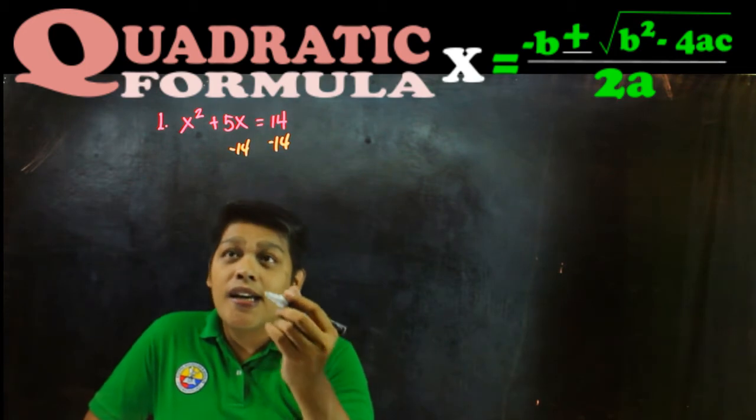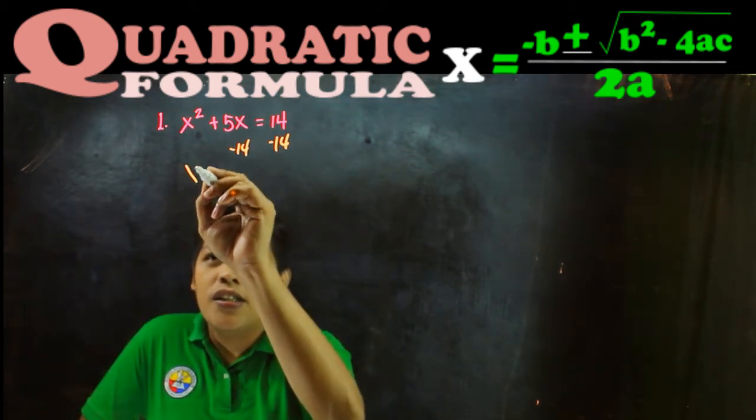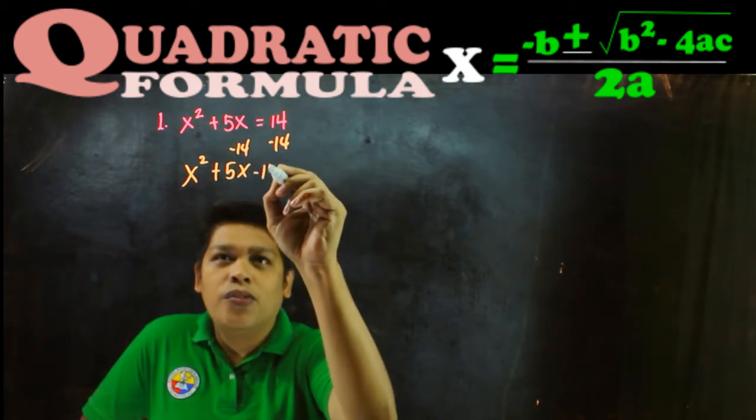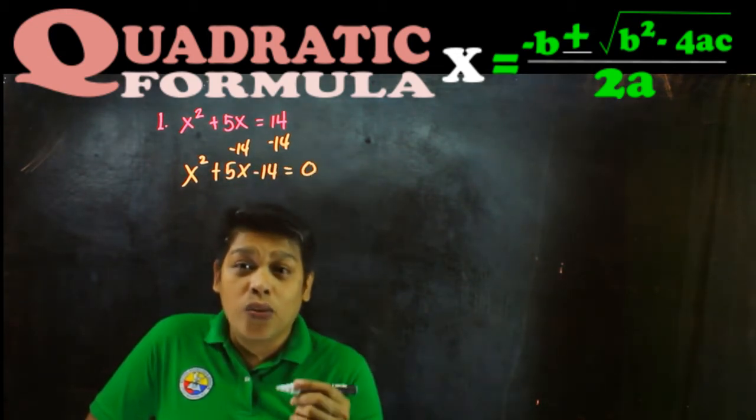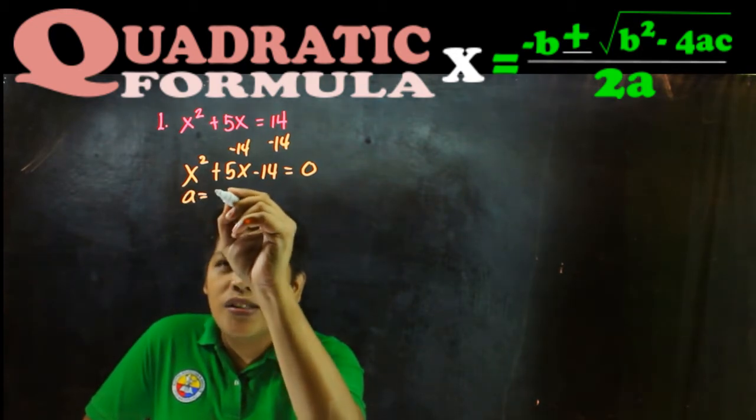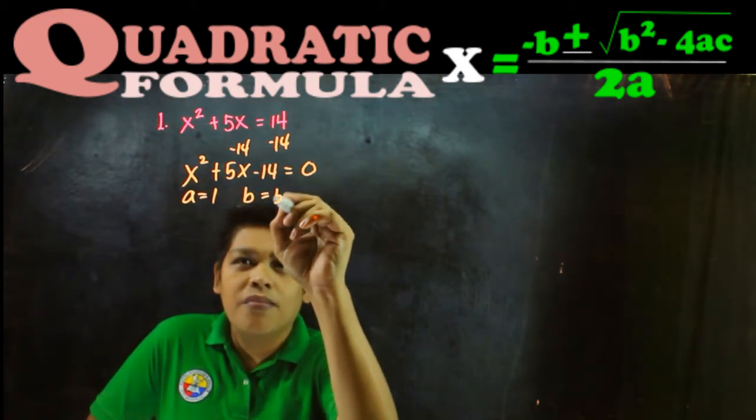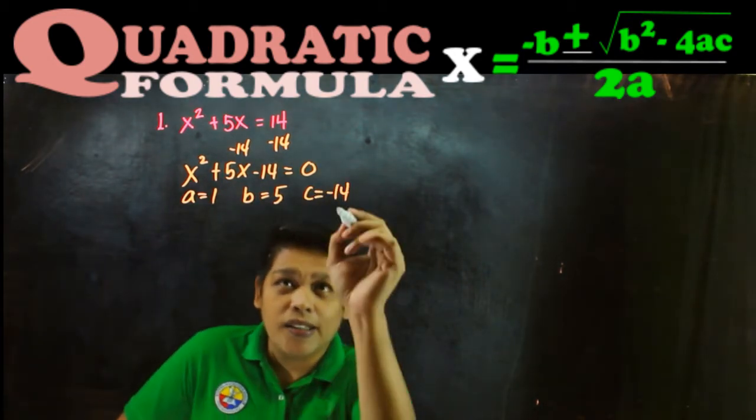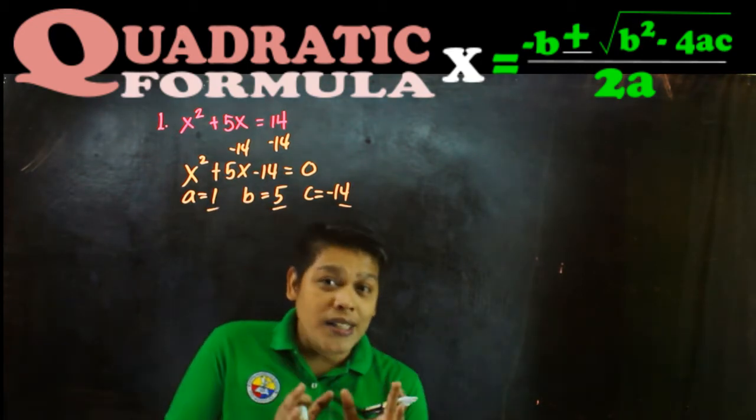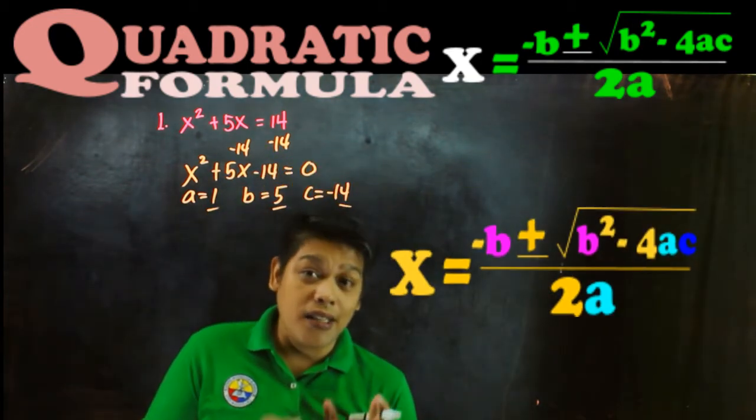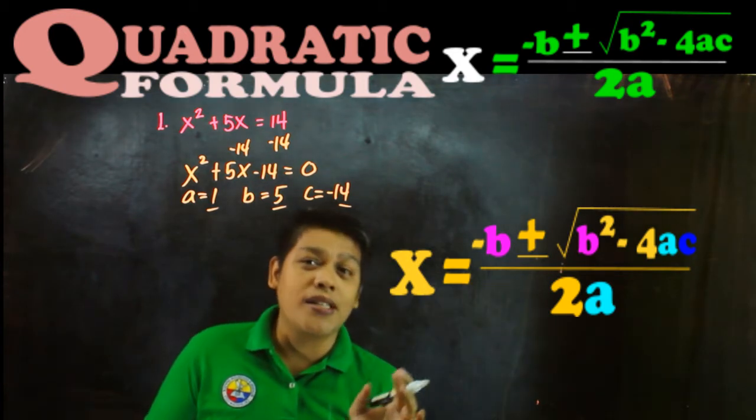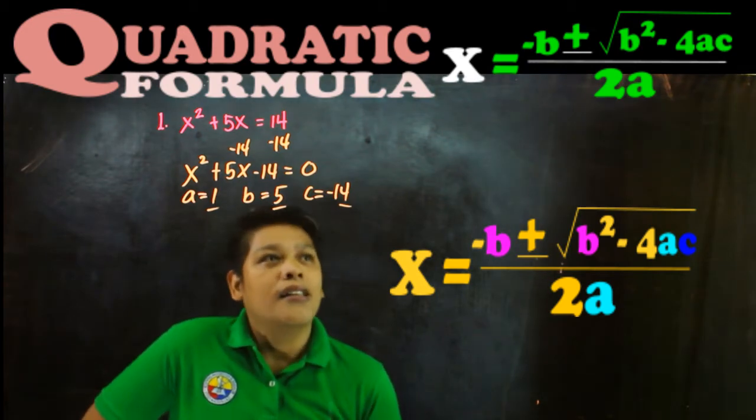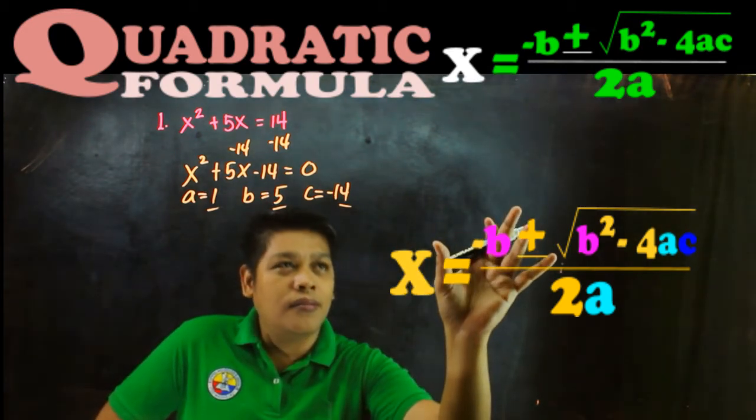Ang equation natin ngayon is x squared plus 5x minus 14 equals 0, wherein our a equals 1, b equals 5, and c equals negative 14. Ayan yung ating tatandaan, itong mga tatlo na to. So what is our formula? x equals negative b plus or minus square root of b squared minus 4ac over 2a. Ilalagay lang natin yun dyan, tapos i-simplify natin.